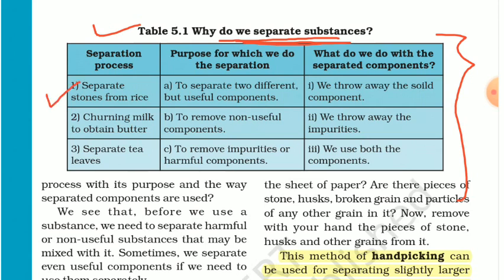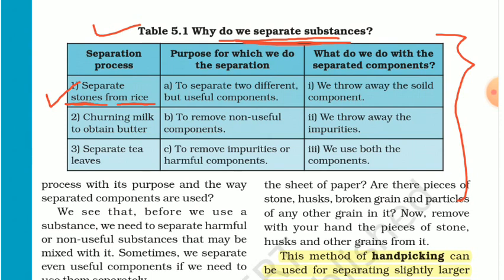To separate the stone from rice, what is the purpose of separating the stone from the rice? Obviously we do what? We eat rice. We don't want to eat stone with the rice, isn't it? So we have to separate the stone from the rice. Also, we know that we can eat rice, but we cannot eat stone. So stone is not a useful component, isn't it?